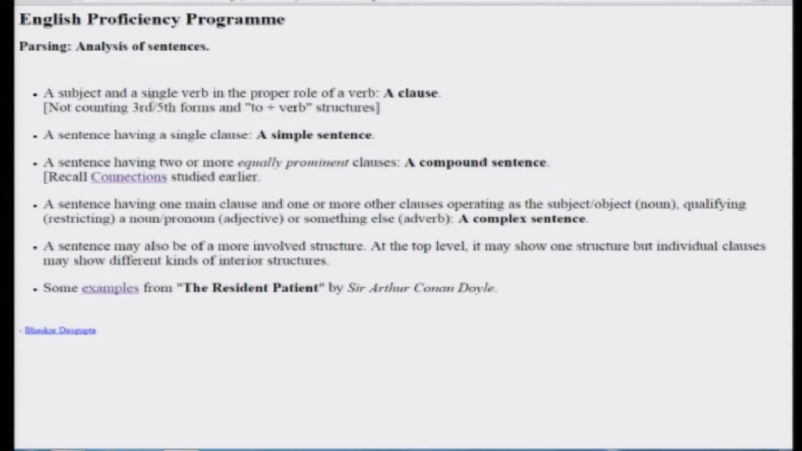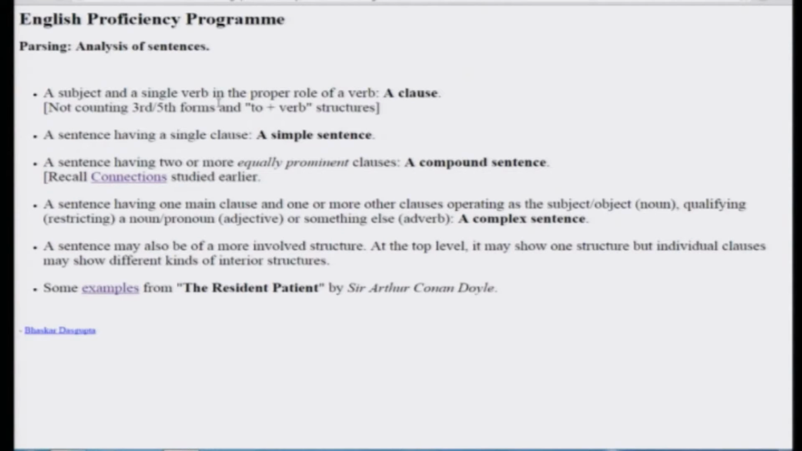A subject and a single verb in the proper role of a verb constitute a clause. Okay? That is, there may be other things associated with them, but to define something called a clause, you need a subject and a single verb, in the proper role of a verb. When I say proper role of a verb, what I mean is that third forms, fifth forms, and 2 plus a verb, these kinds of structures are not counted as verb in this sense.